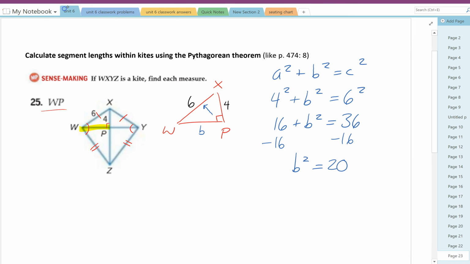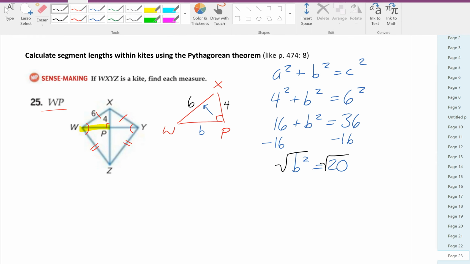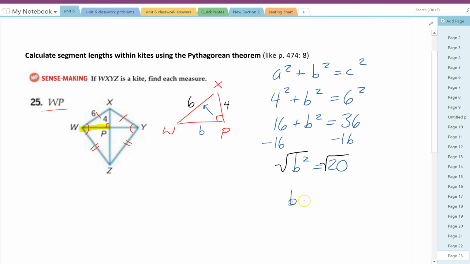So the last step here is going to be to take the square root of both sides. So my answer, b, is going to be the square root of 20, or I could say 2 times the square root of 5, or I could plug that into a calculator and get a decimal. Either way is fine, but there's my answer.